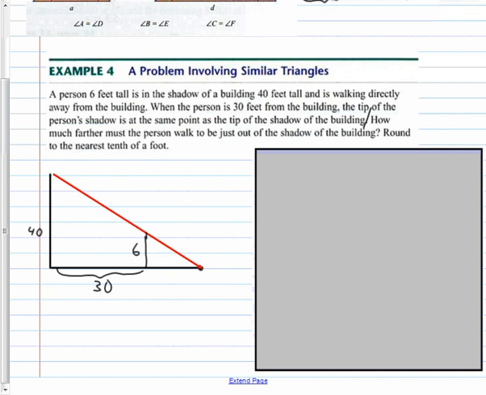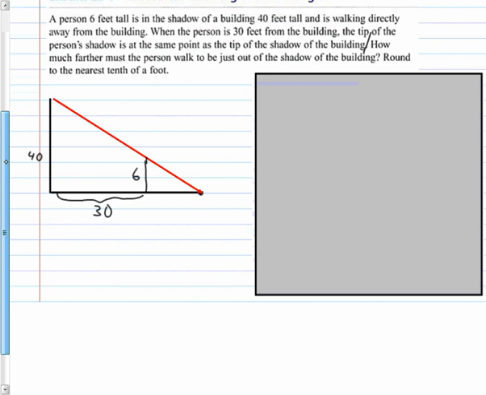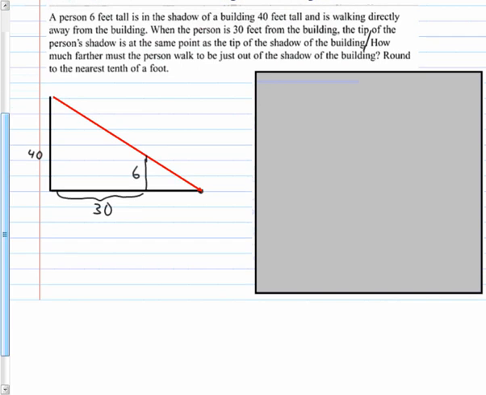How much farther must the person walk to be just out of the shadow of the building? Well, that's what I don't know. How much farther do I have to walk? Well, I need to walk this far. There's my variable, x. What I don't know becomes the variable. They say round to the nearest tenth of a foot.